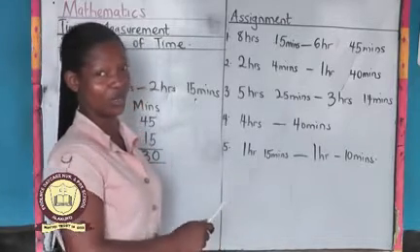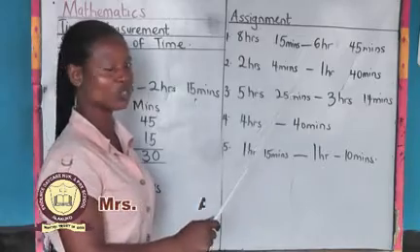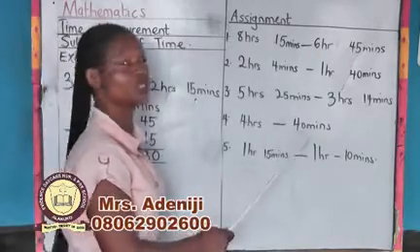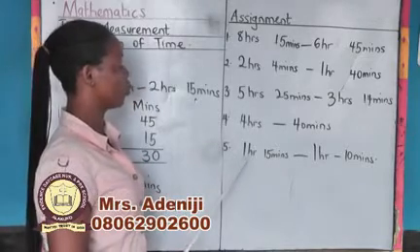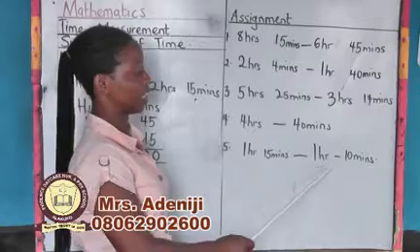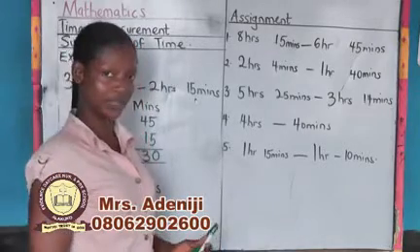I believe you know how to do that. Just borrow 1 from here and turn it to your 60 under your minutes. Then you take away 40 from it, so you have your answer. Number 5, 1 hour 15 minutes minus 1 hour 10 minutes. I believe you get it.